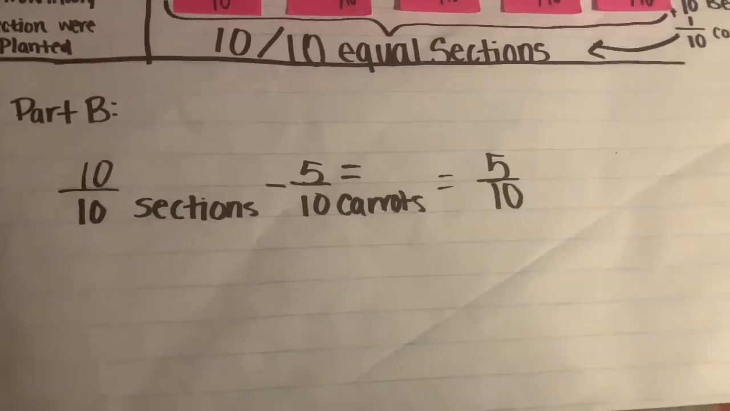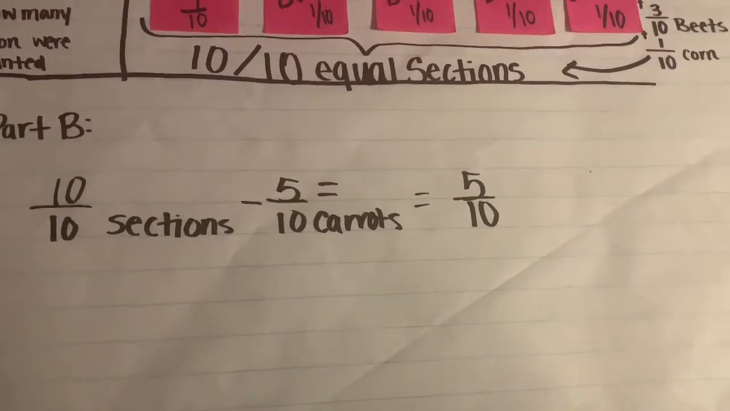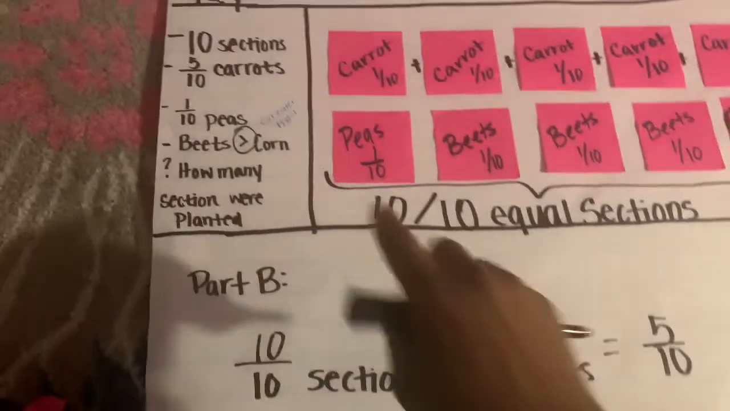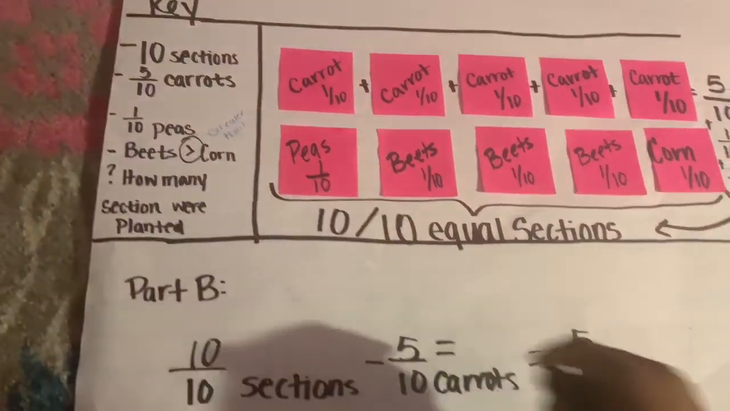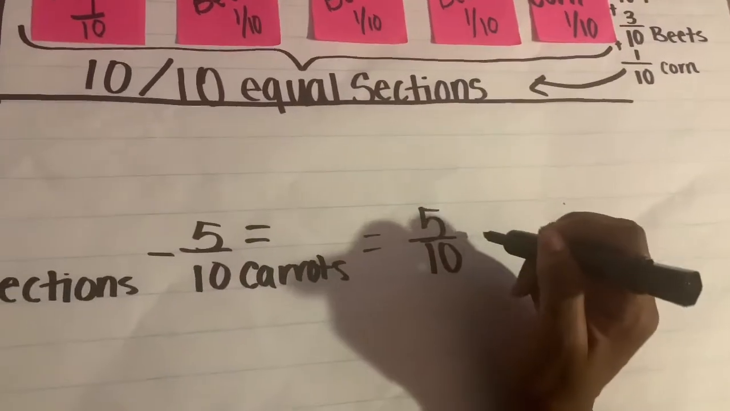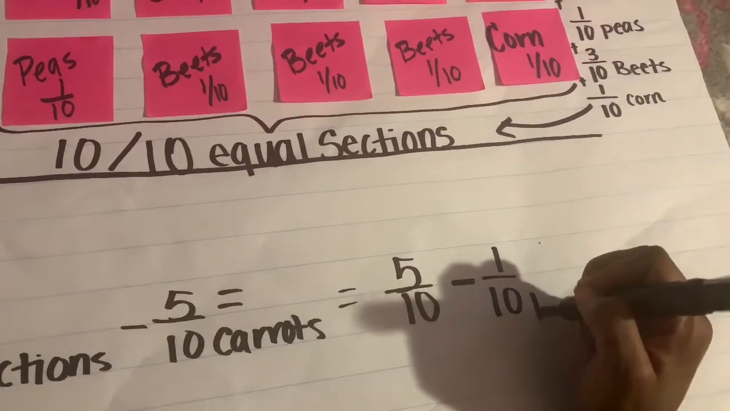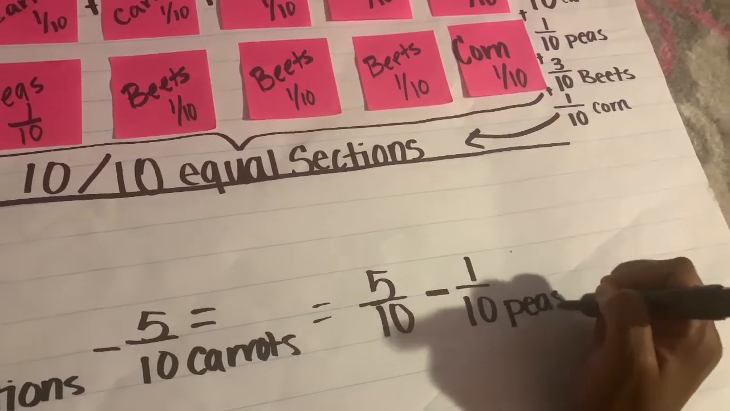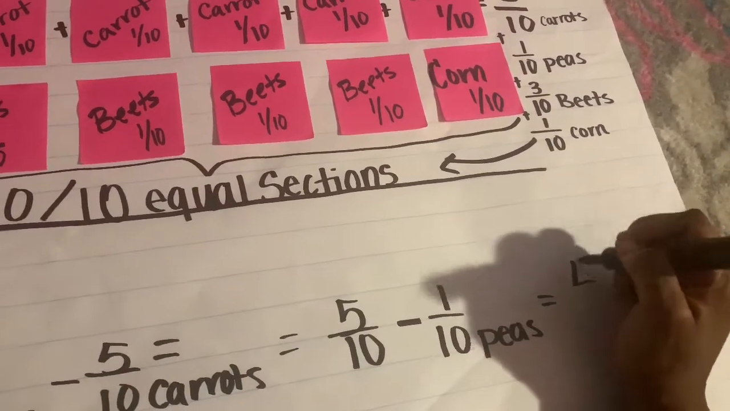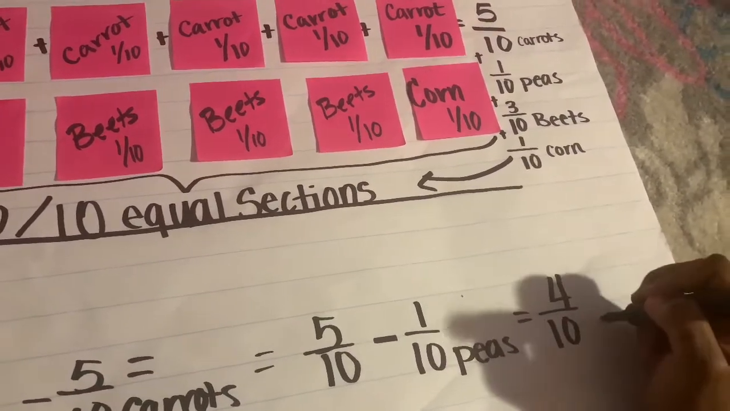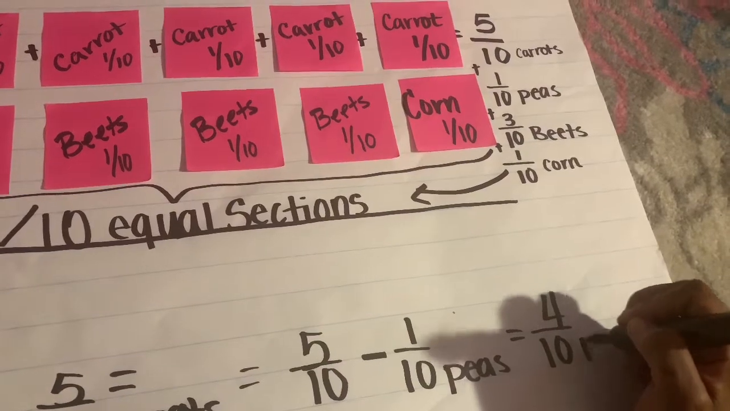I also know that there is 1 tenth of peas in my garden. This is all information I already knew from my story prompt. So that left me with 4 tenths of remaining sections.